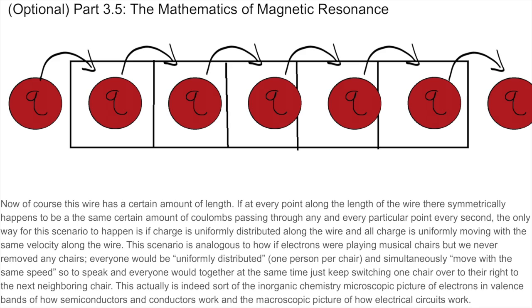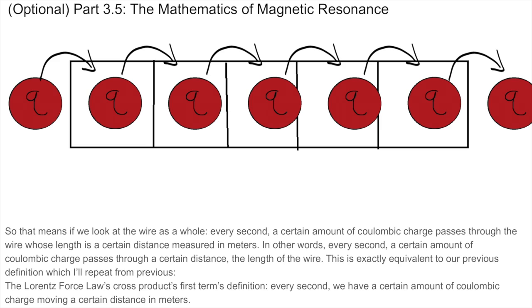This actually is indeed the inorganic chemistry microscopic picture of electrons and valence bands of how semiconductors and conductors work, and the macroscopic picture of how electrical circuits work. So that means if we look at the wire as a whole, every second a certain amount of coulombic charge passes through the wire whose length is a certain distance measured in meters. In other words, every second a certain amount of coulombic charge passes through a certain distance, the length of the wire. This is exactly equivalent to our previous definition, which I'll repeat from previous.